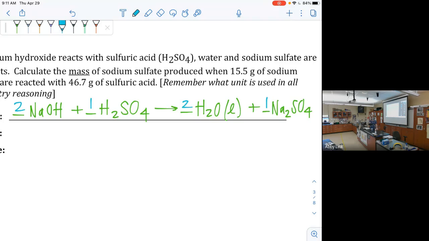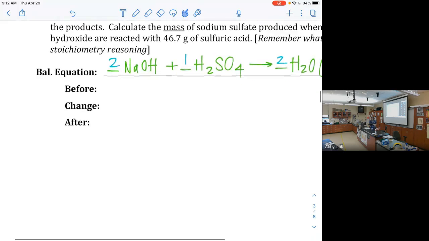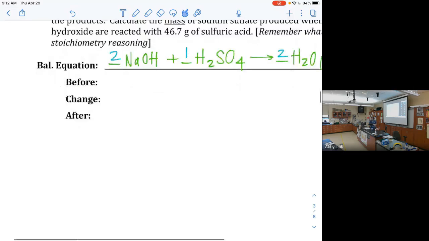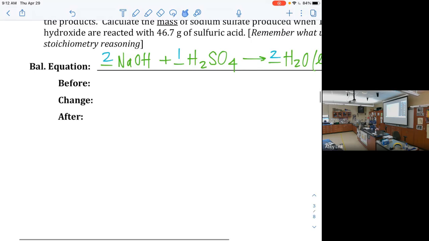All right, so once the mass of sodium sulfate produced, okay, so sodium sulfate is what we're focusing on as our product. When 15.5 grams of sodium hydroxide are reacted with 46.7 grams of sulfuric acid. Now, can I put 15.5 and 46.7 grams into my BCA table? Can I put grams into a BCA table? No. So we have to convert my 15.5 and my 46.7 grams into moles.